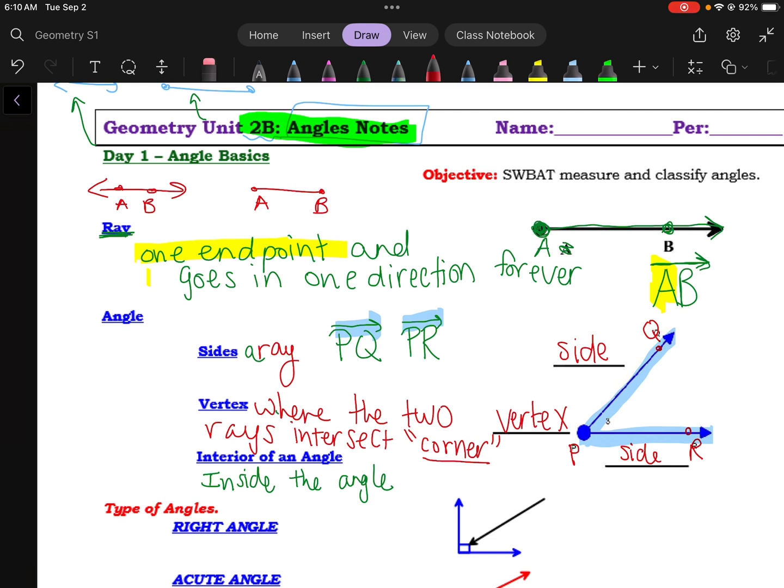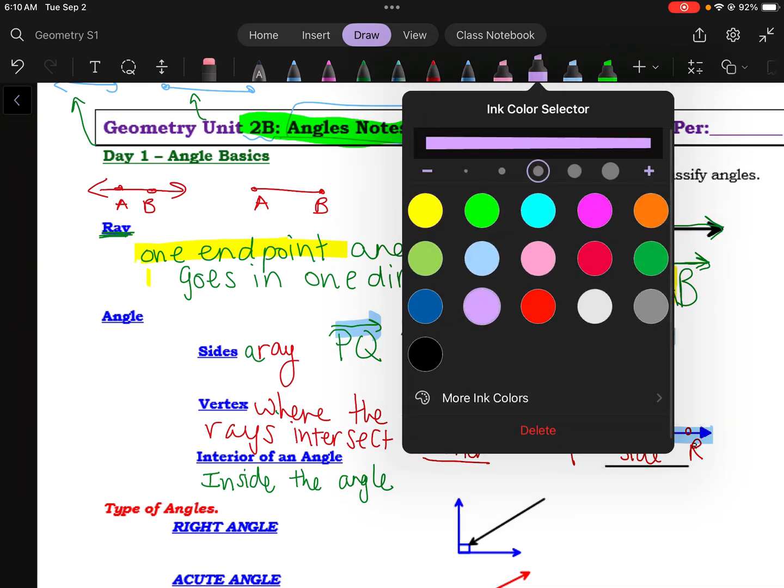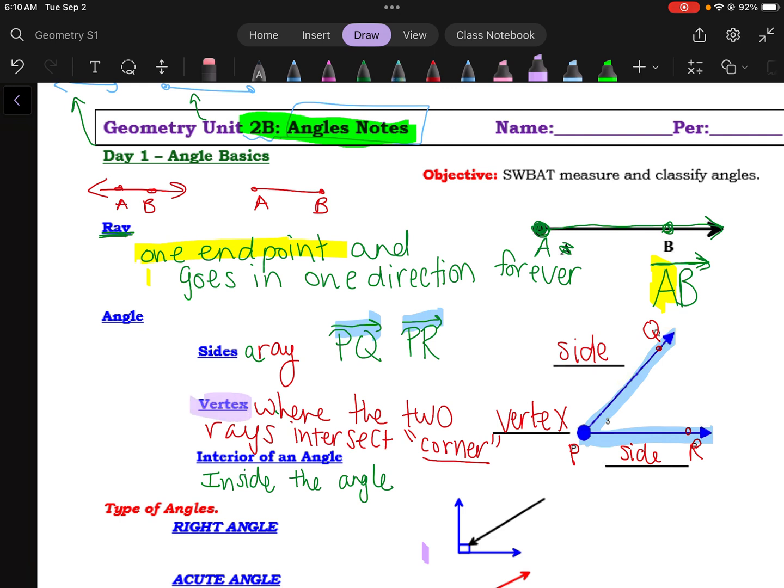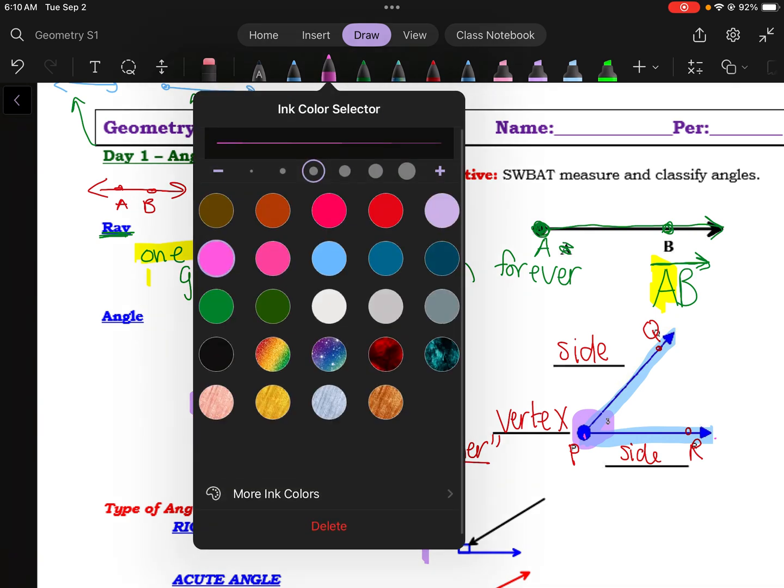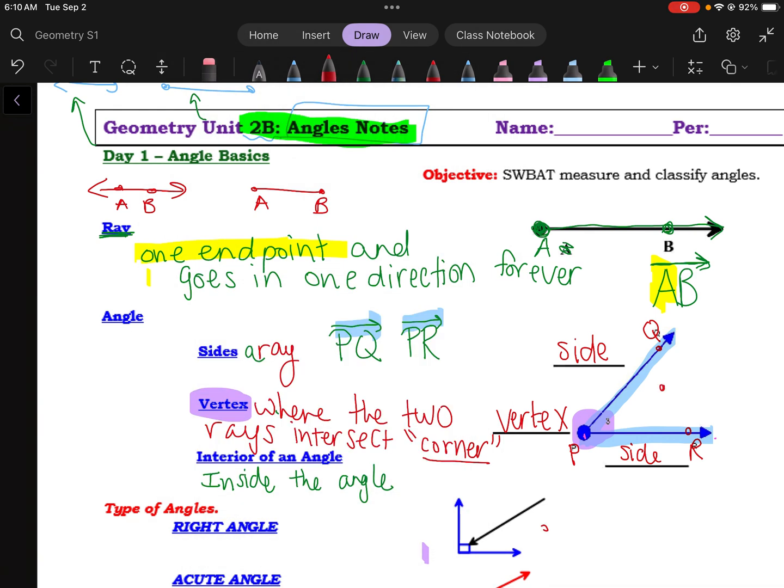Okay, so a side is a ray. There's two of them to make an angle. The vertex is very important. The vertex is where it starts, where the two rays intersect. You can also call it the corner. So P is the vertex, and then those two sides come off of it. And then the interior of an angle is the inside. So let's say in the interior, there is point T. So that is on the interior of the angle.